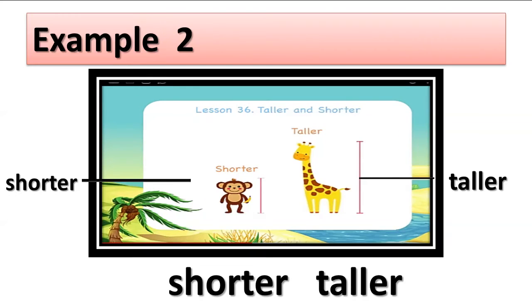In the next picture, we have a giraffe and a monkey. As we can see, the giraffe is tall, whereas the monkey is short. So, we can say that the giraffe is taller than the monkey, or the monkey is shorter than the giraffe.